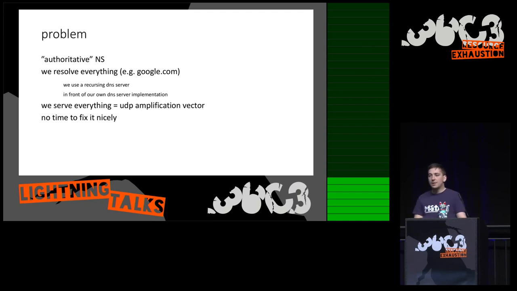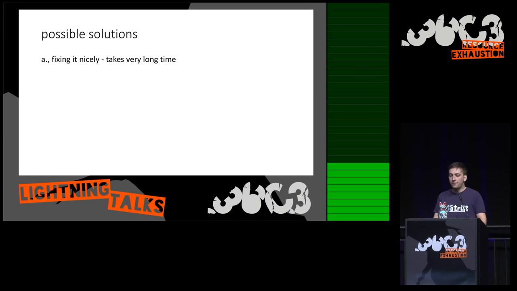And the problem is that we had no time to fix it nicely, as we were notified by our cloud provider that we either fix this or we are going to be blocked, and we don't like being blocked. So, possible solutions. Fixing it nicely takes long, both on the side where we are fixing our custom solution, because it takes a lot of development time, or we could use a different recursive DNS server that allows us to filter which zones we serve, for example, ours and nothing else.